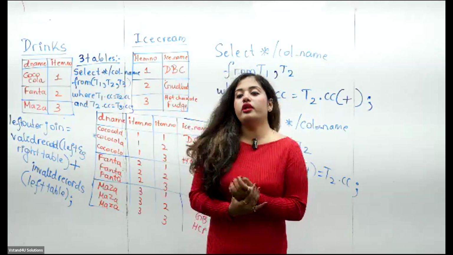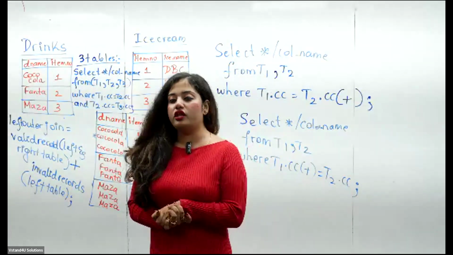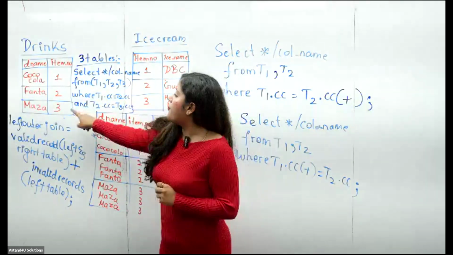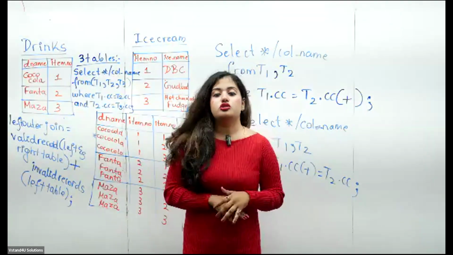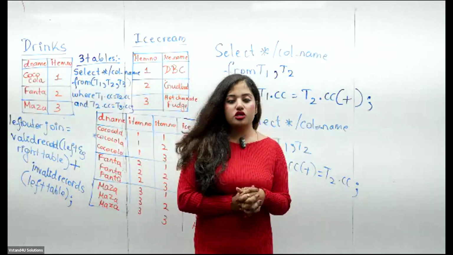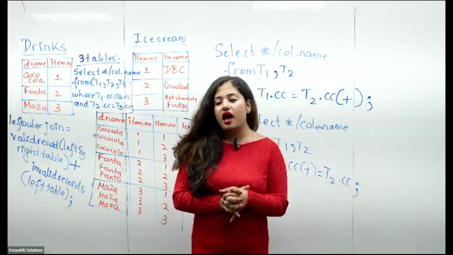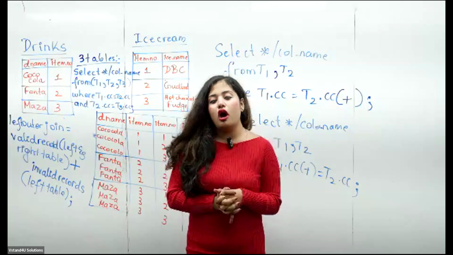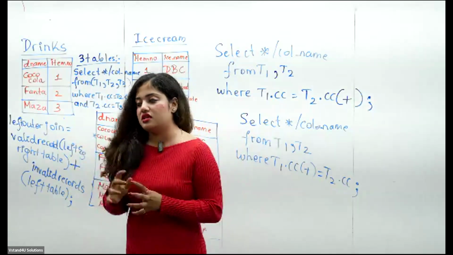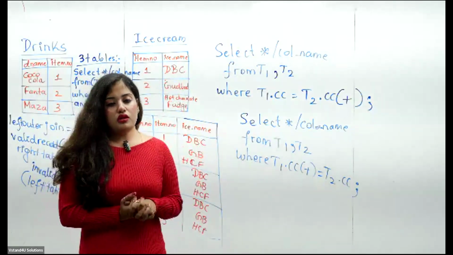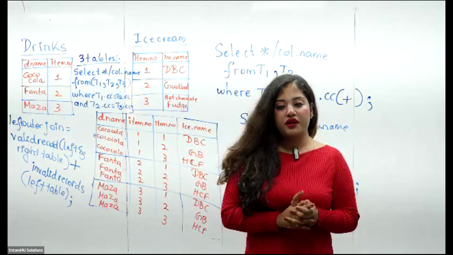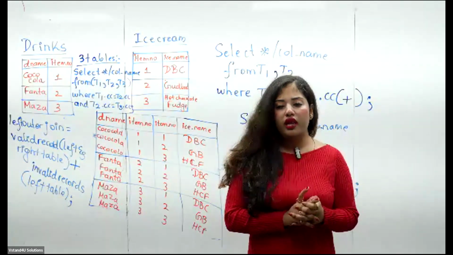Inner join. You will be using inner join when you have a common column between two tables. According to these two tables, the common column is item number. If you have a relationship between those tables, then only you will be using inner join. What is the syntax for that? Select star, column name from T1, T2, where T1.CC equals T2.CC. Correct? Next one, you have non-equijoin. What do you mean by non-equijoin? If you do not have common columns between them, then it is called non-equijoin.